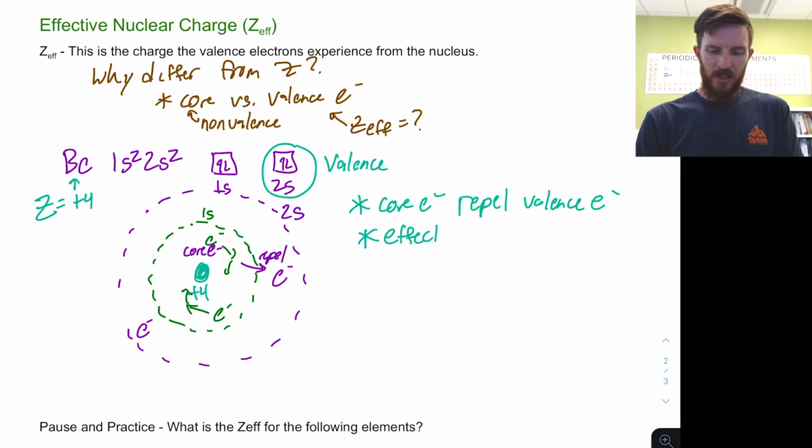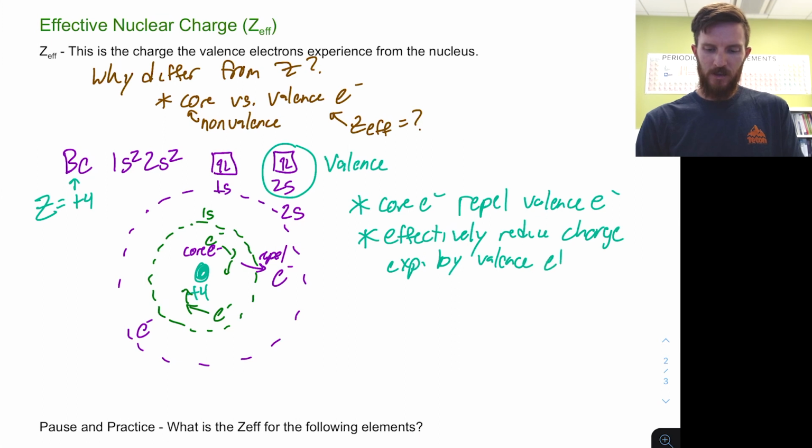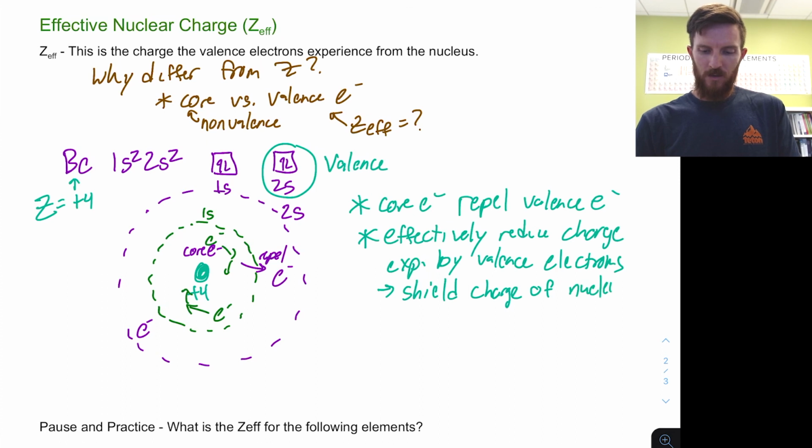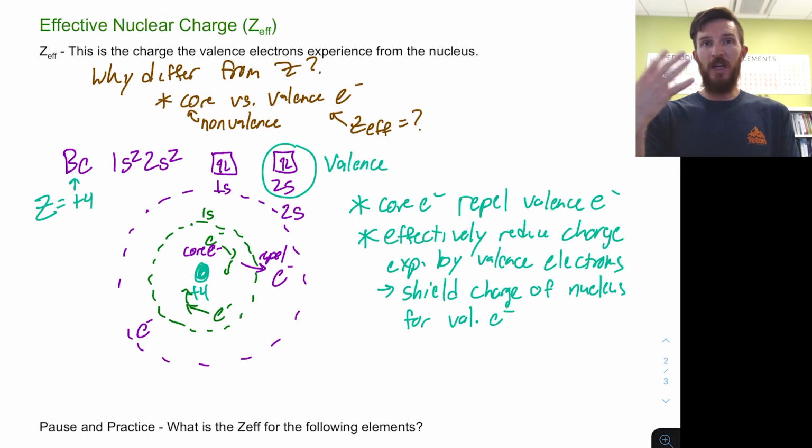And what that does is effectively reduce the charge experienced by those valence electrons. The way we classify that is they're going to shield the charge of the nucleus for those valence electrons. So we can think of it as blocking or shielding some of the charge that the nucleus would then project onto those valence electrons. So the valence electrons are going to experience less than that +4 charge.